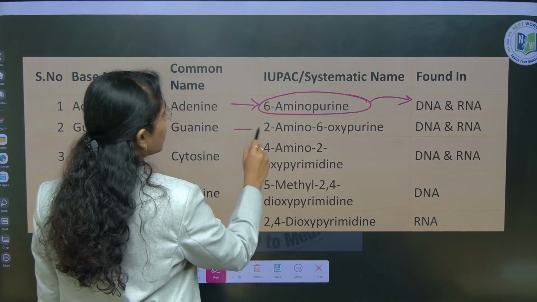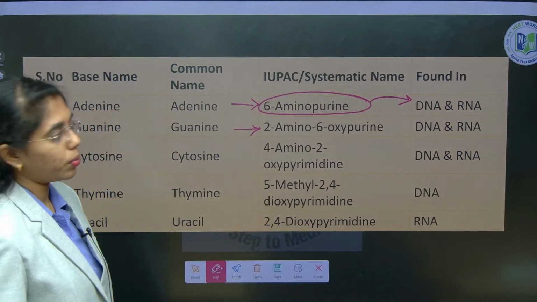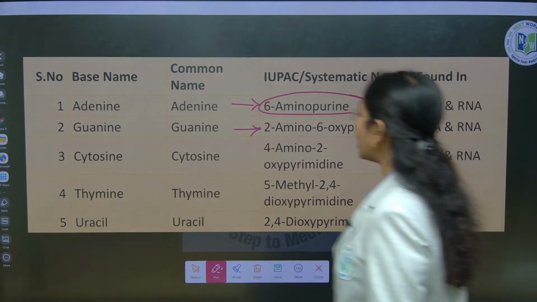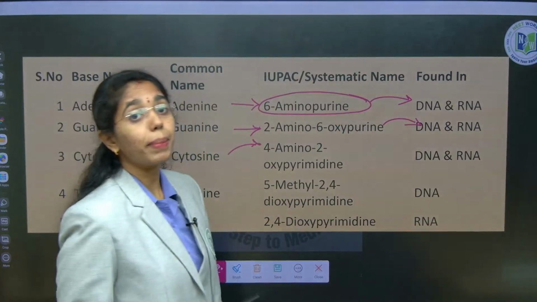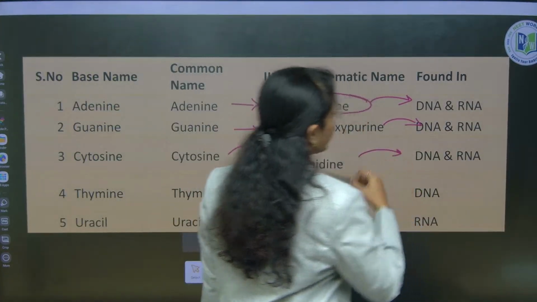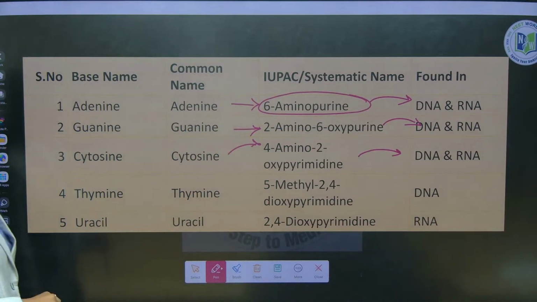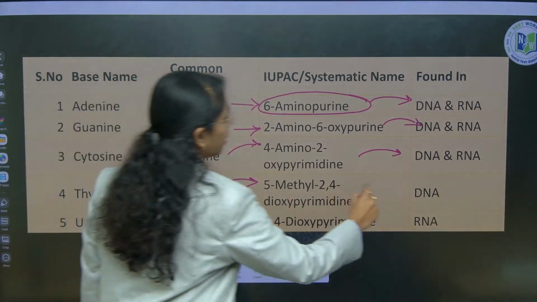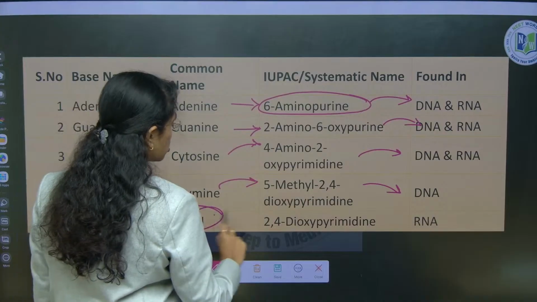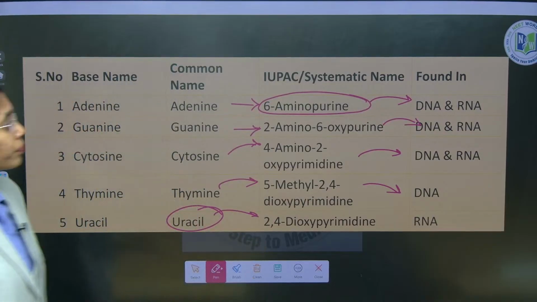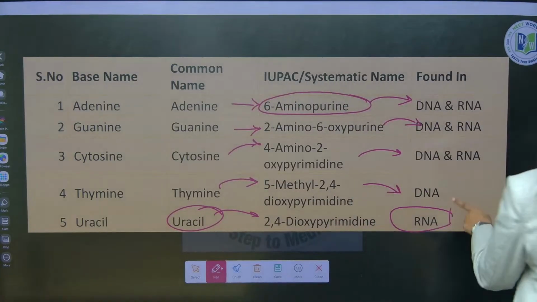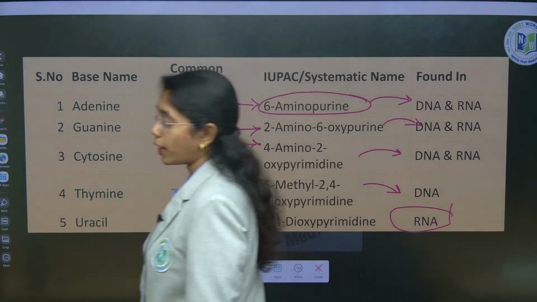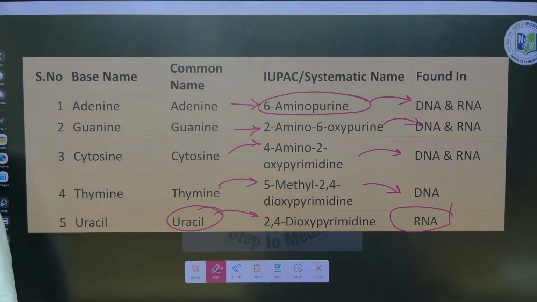Guanine is also known as 2-amino-6-oxypurine. Okay, it is found in DNA and RNA. Cytosine also known as 4-amino-2-oxypyrimidine, found both in DNA and RNA. Thymine is also known as 5-methyl-2,4-dioxypyrimidine, also found in DNA, and uracil also known as 2,4-dioxypyrimidine, this is found in RNA. Take a screenshot of this, very important. Okay. What are its systematic name or IUPAC name, you have to know about the nitrogen bases.